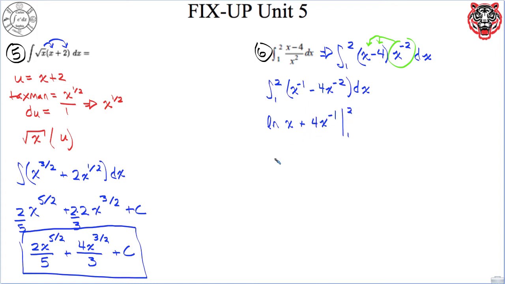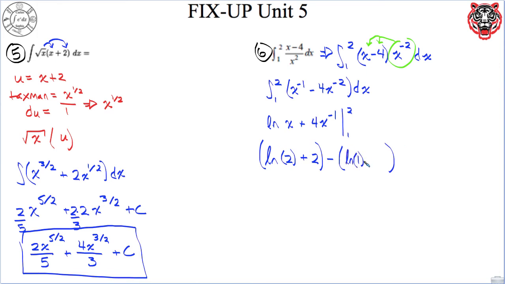So natural log of 2, I'm going to write this all out. So this is going to turn into natural log of 2 plus, when I do 2 to the power of negative 1, that's just 1/2. And then 1/2 times 4 is 2. So that was the first substitution. And then I'm going to subtract the second substitution. So natural log of 1 is actually 0. You should know this, but I'll write this down.